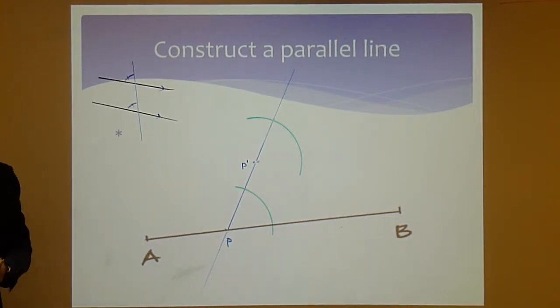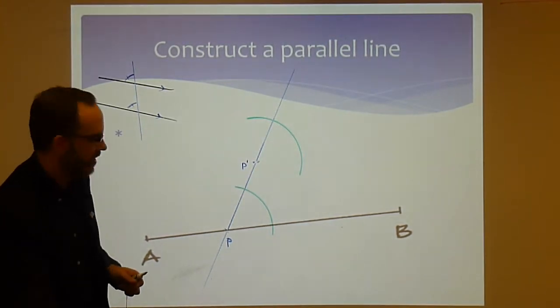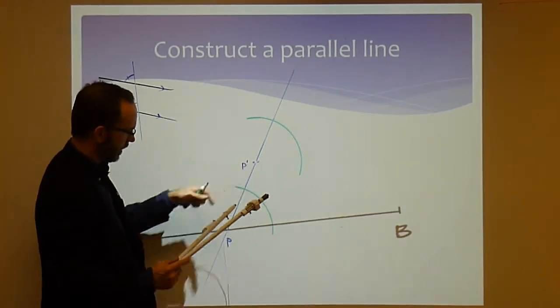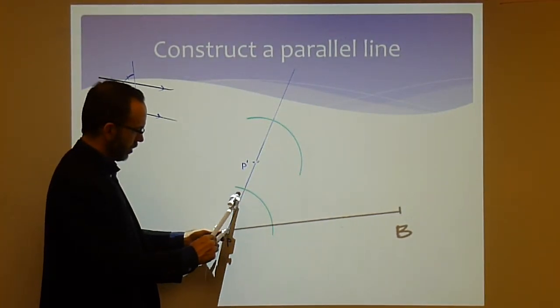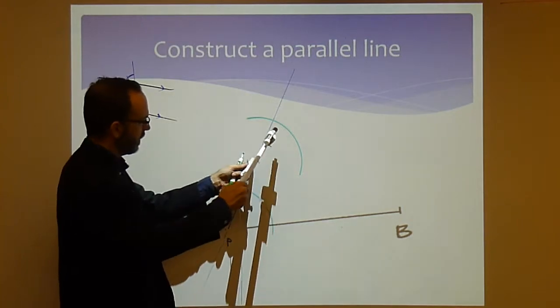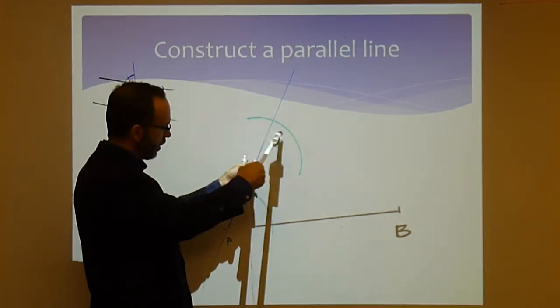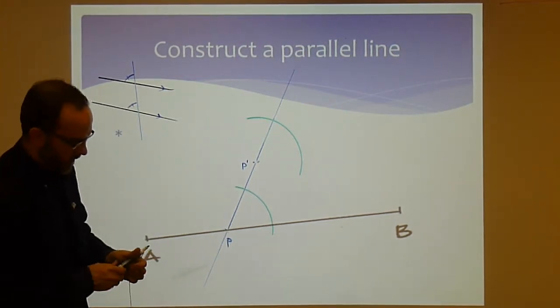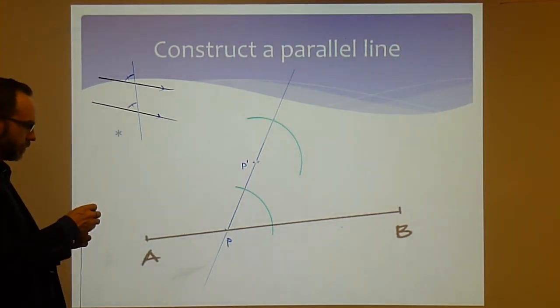Okay, if you're doing the compass trick, you're going to put your spike at P, open it up a little bit below this value, and draw your arc. Then without changing it, come up here to this point and draw your arc again. Make it big. You can go a full circle if you wanted to, but it can't be too big, and it can't be too small.